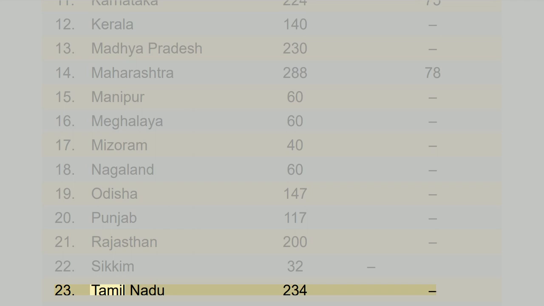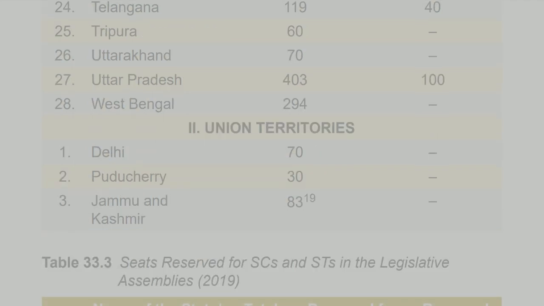23. Tamil Nadu 234; 24. Telangana 119, 40; 25. Tripura 60; 26. Uttarakhand 70; 27. Uttar Pradesh 403, 100; 28. West Bengal 294. Union Territories: 1. Delhi 70; 2. Puducherry 33; 3. Jammu and Kashmir 83, 19.